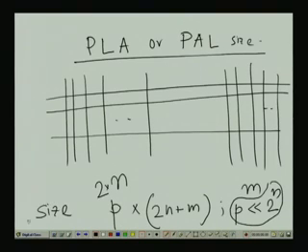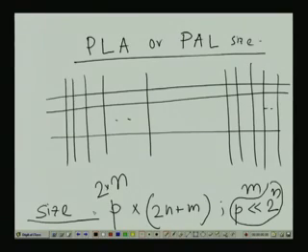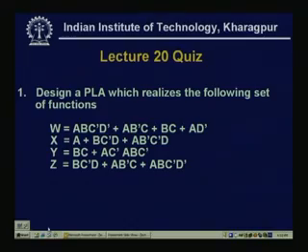So in real life, PAL or PLA are always advantageous over ROM design. Another thing is that PLA is more programmable, because here both the AND plane and the OR plane are programmed. In PAL, only the AND plane is programmed, but not the OR plane. So PAL, PLA and ROM can all be used for design.